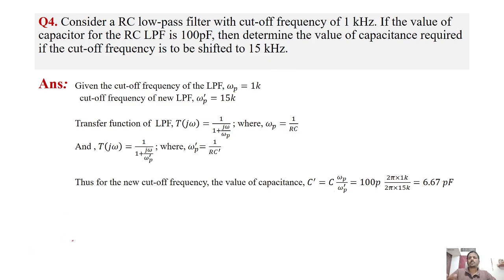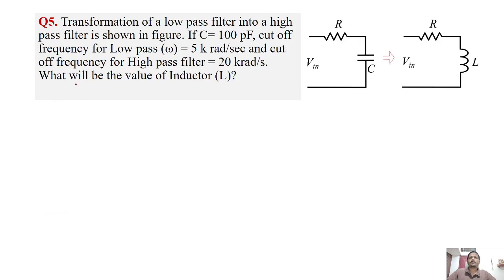That's all about the fourth question. Okay, now coming to the fifth question. The fifth question is the transformation of a low pass filter into a high pass filter, shown in the figure. So this is a low pass filter, right? This is the low pass filter, and this is transformed to a high pass filter.